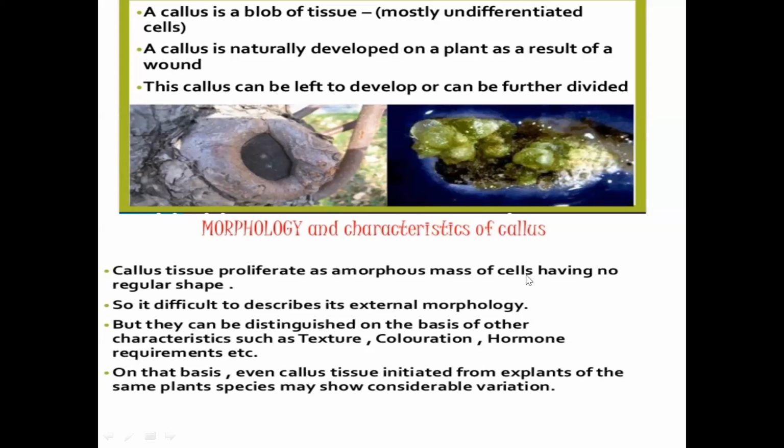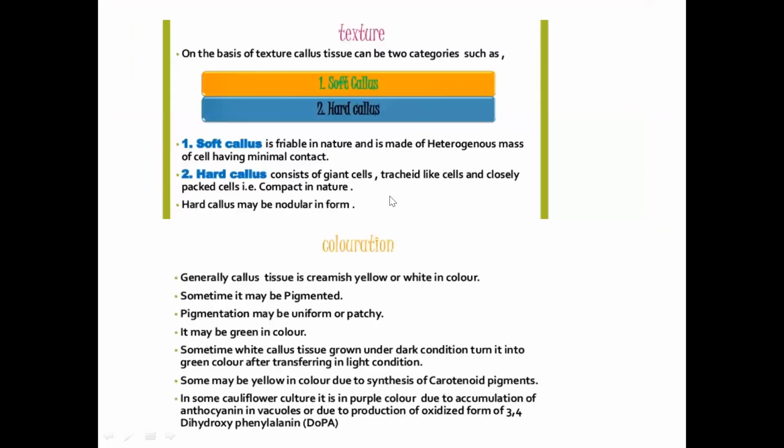So they are an amorphous mass of cells having no regular shape. It is very difficult to describe the external morphology, but you can differentiate them using the color and texture. On that basis, you can see soft callus and hard callus. Soft callus, based on the texture, is friable, very soft. It is made of a heterogeneous mass of cells and they are not very tightly positioned, not tightly aggregating. In hard callus the size of the cells is very big and they are quite compact, that means they are tightly associated. So based on the texture, you can differentiate callus.